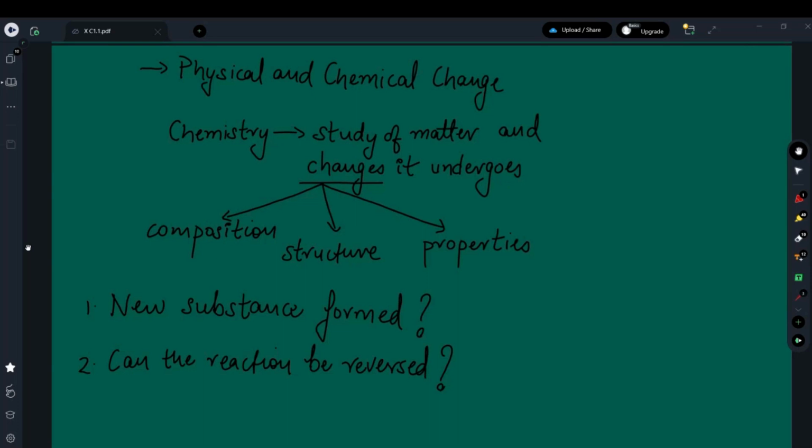Same, and as Adlin said, you take a piece of ice and you melt it. So is a new substance formed in that case? Anshul, is a new substance formed when we melt ice? No, sir. No, right? Isn't it? And can the reaction be reversed in this case? Trisha, can I reverse the melting of ice? Yes, sir. Yes, right. So there is no new substance formed, and I can reverse this process. So therefore, this is a physical change here.